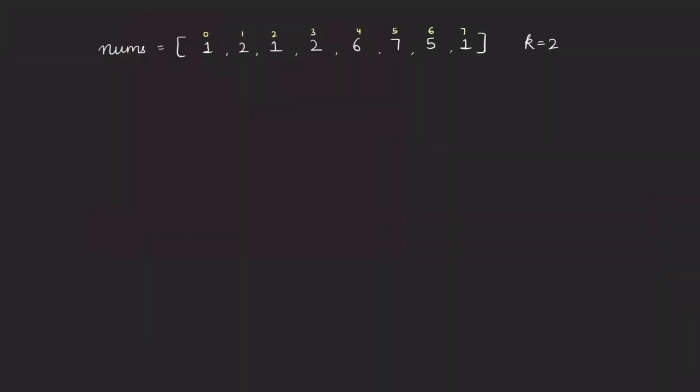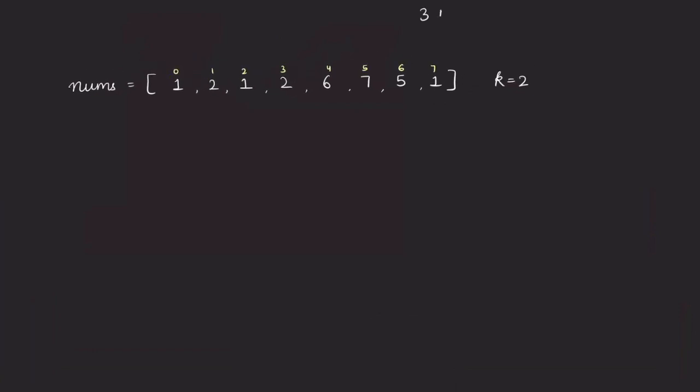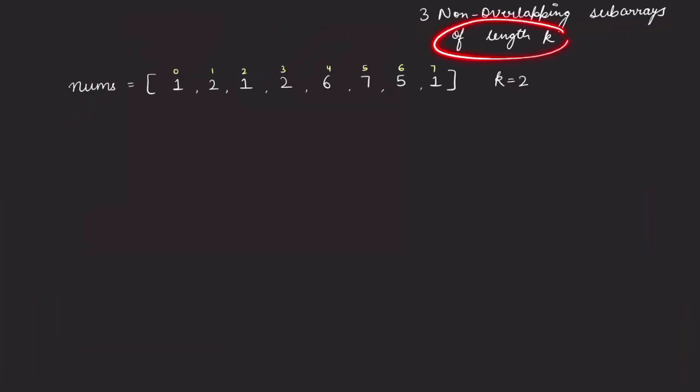So what they are saying is that in the input, we are given an integer array nums and an integer k. Now what we need to do is find three non-overlapping subarrays of length k from this nums array, such that they have the maximum sum. So: non-overlapping subarrays, total three, length k, with max sum.